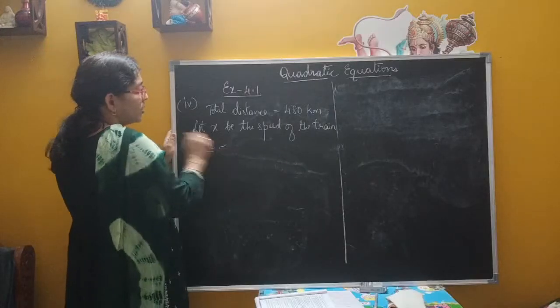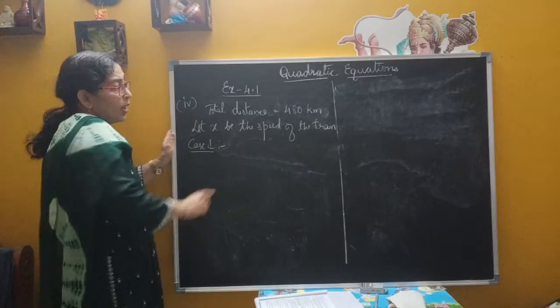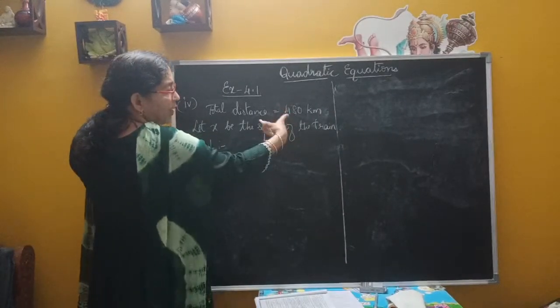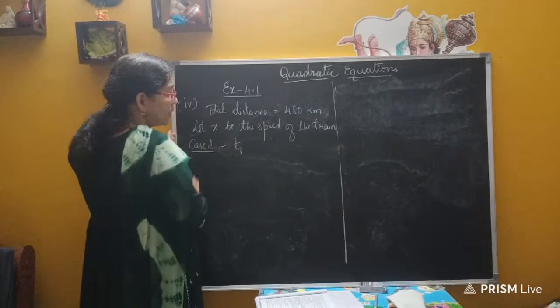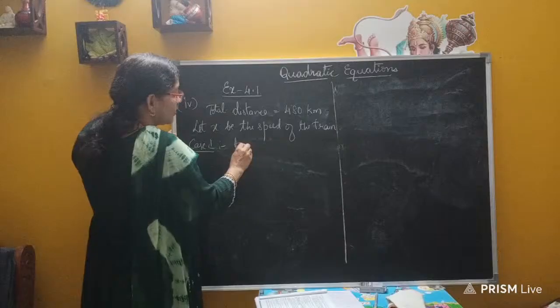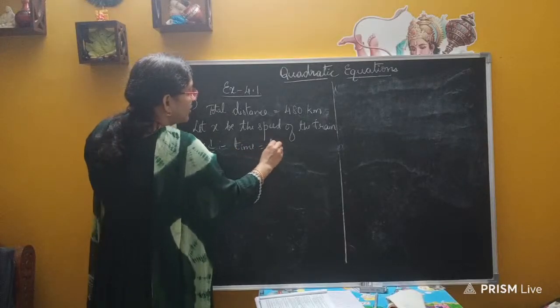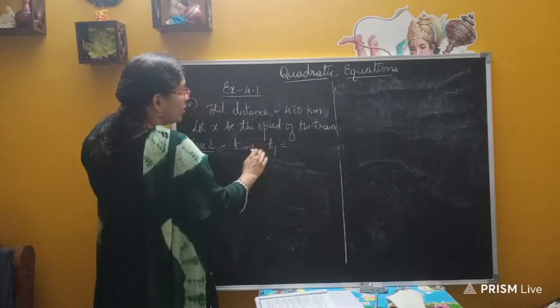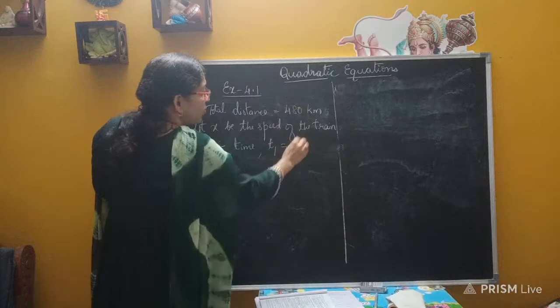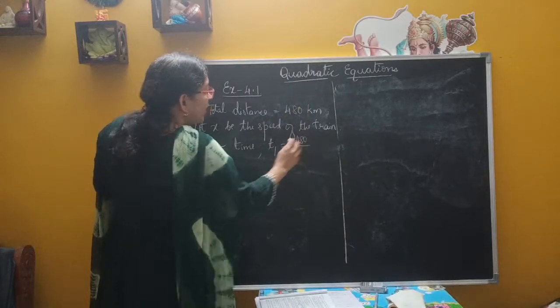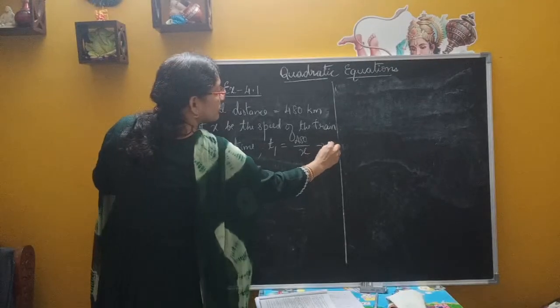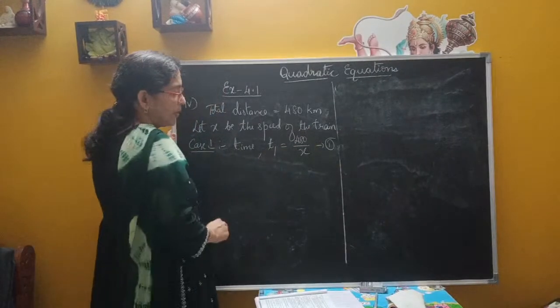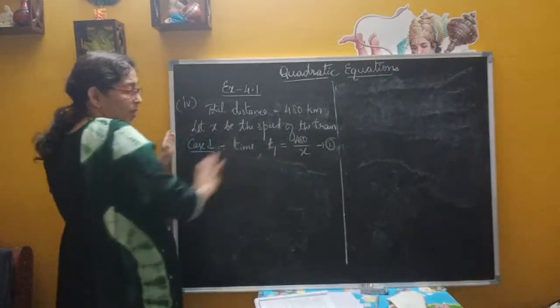Case 1. Speed is x and distance traveled is 480. Let me take t1 as the time taken. So time taken t1 is equal to distance 480 kilometers by speed x. Just write it, case 1.